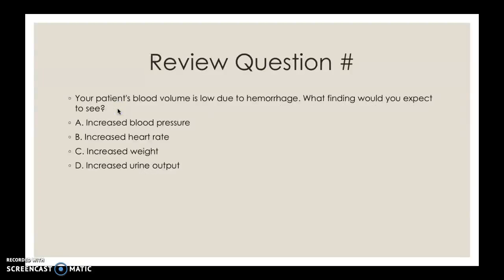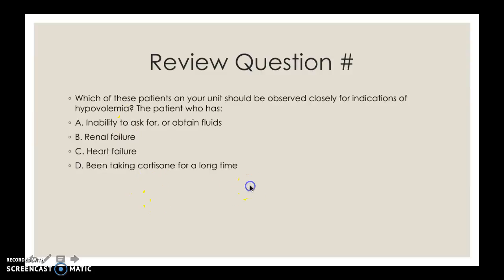Okay, let's do some questioning. Your patient's blood volume is low due to hemorrhage. What finding would you expect to see? A, increased blood pressure. B, increased heart rate. C, increased weight. D, increased urine output. And the answer is B, increased heart rate. Right? Their blood pressure goes down, their weight goes down, their urine output goes down.